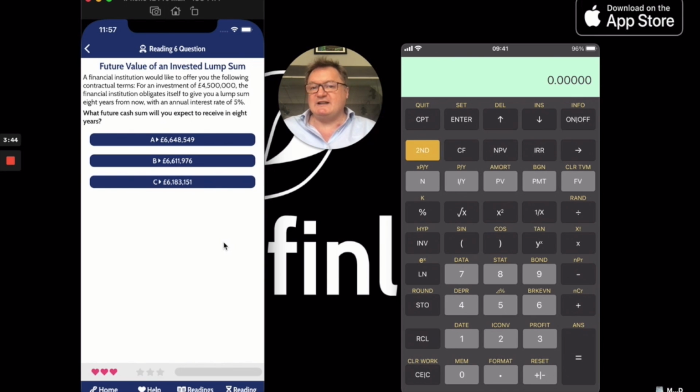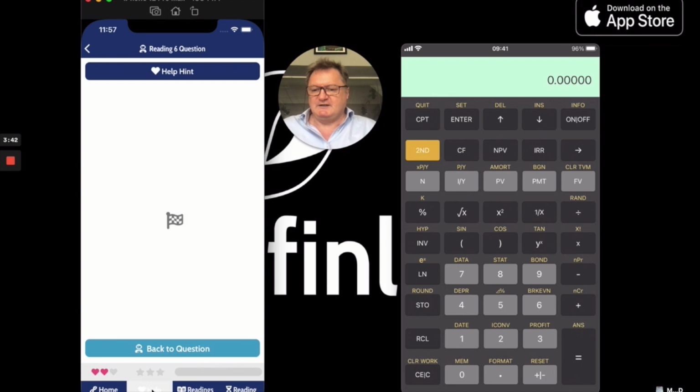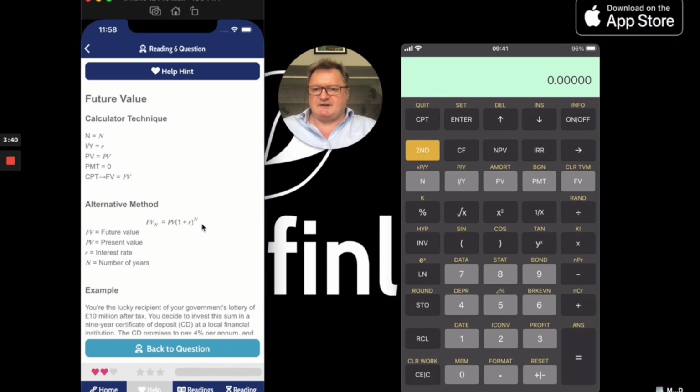Now there's 2 ways of doing it. We'll do both ways. So the first way is a mathematical equation. It's 1 plus the interest rate raised to the number of years, multiplied by the present value, that gives you the future value. Or, and I recommend doing it this way because it's quicker and less easy to make a mistake, you can use the financial calculator method.